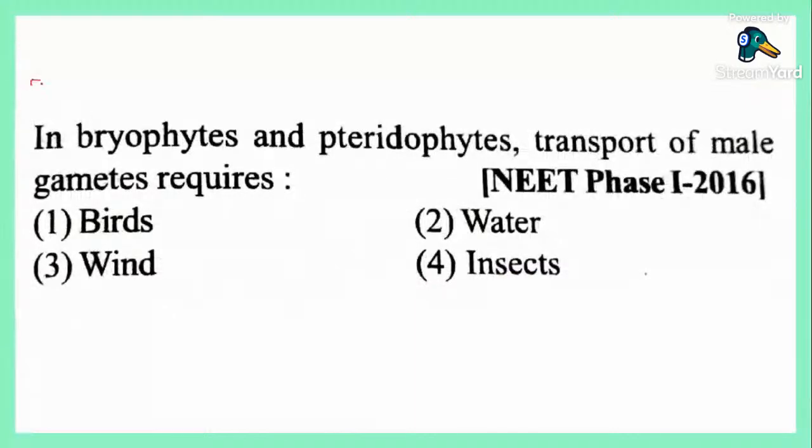In bryophytes and pteridophytes, transport of male gametes requires, very easy question, NEET 2016 question, the presence of which of the following? Very good. There is no doubt, everybody can answer that. It is the water. That is why bryophytes are even known as the amphibians of the plant kingdom, right? Moving on to question number 22.